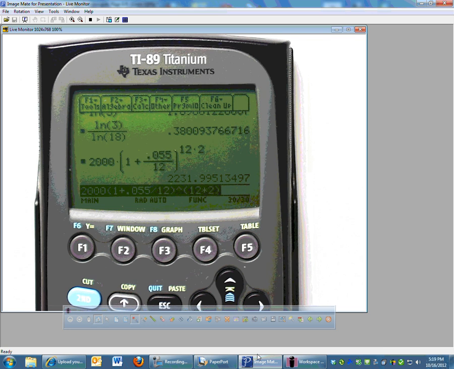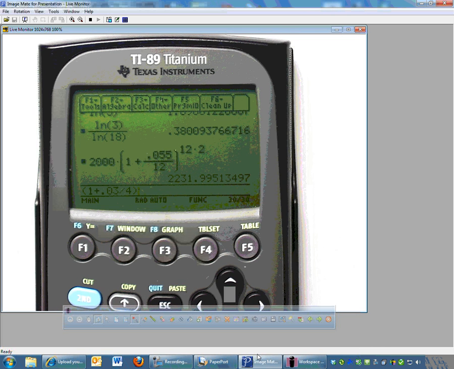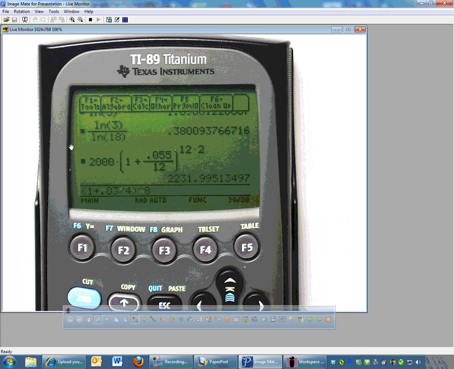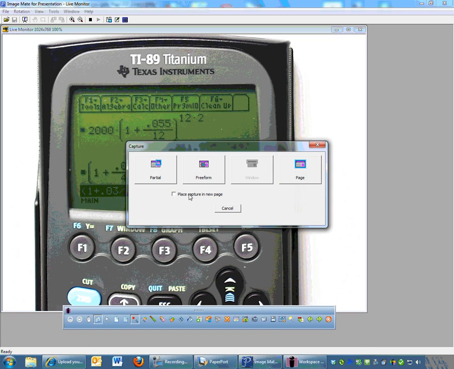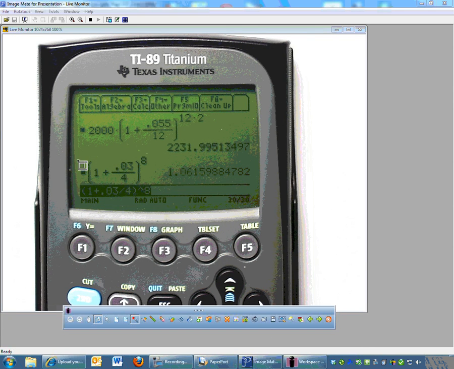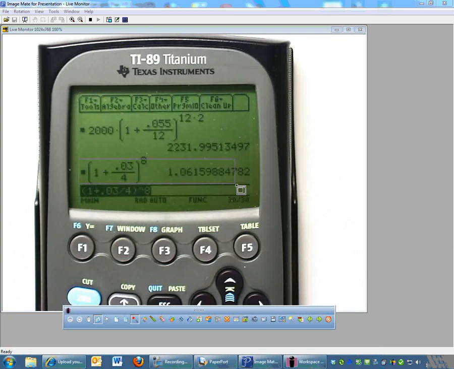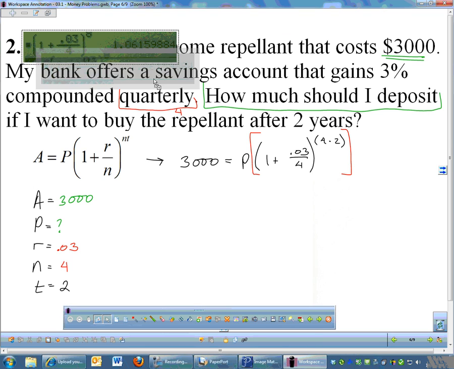So it was parentheses 1 plus 0.04 over 3. No, it was 0.03 over 4, wasn't it? 0.03 over 4 to the, and it was to the 4 times 2, which is the 8th power. And I get that decimal. Now, one thing I don't want you to get into the habit of doing is rounding your answers. So I punched that in the calculator. Geez, I'm going to get a stupid half screenshot.